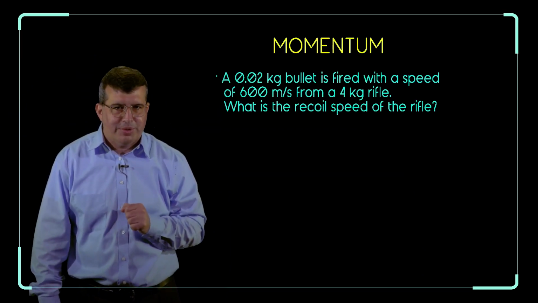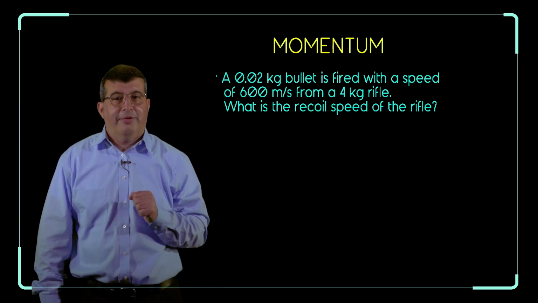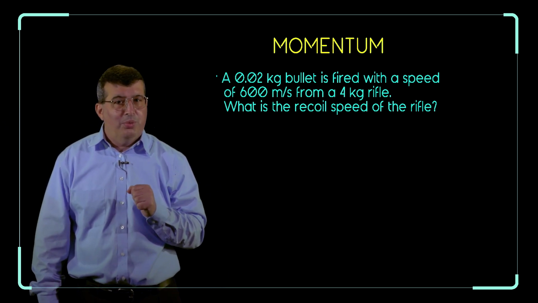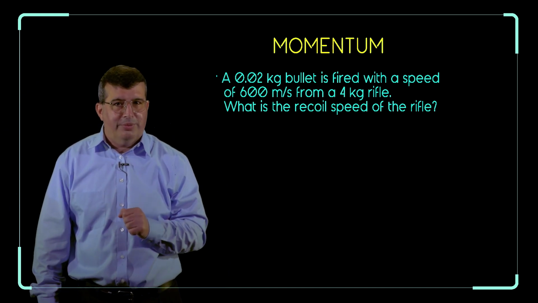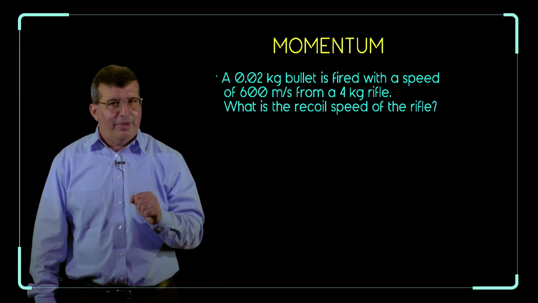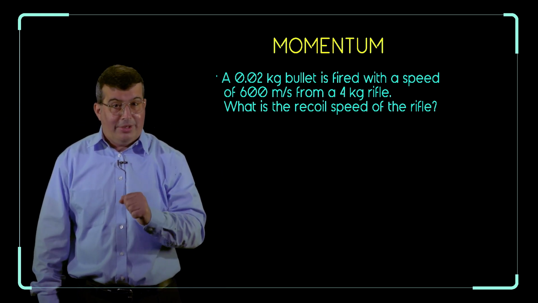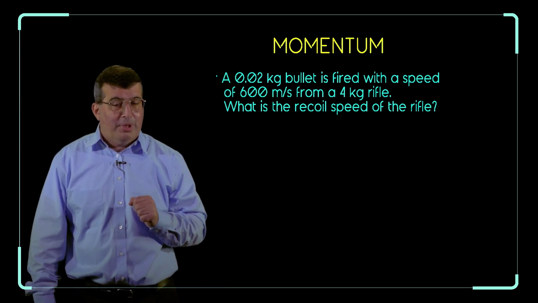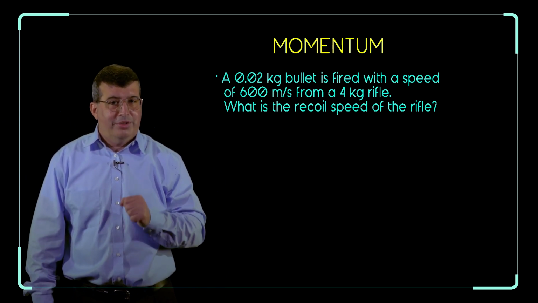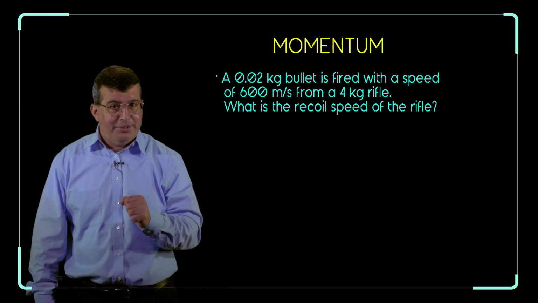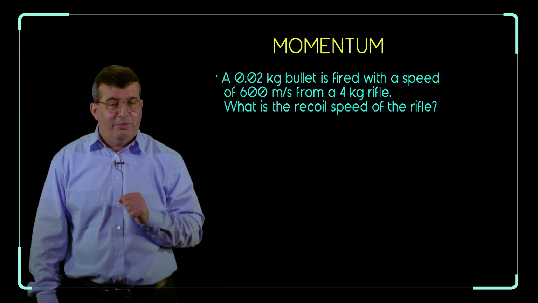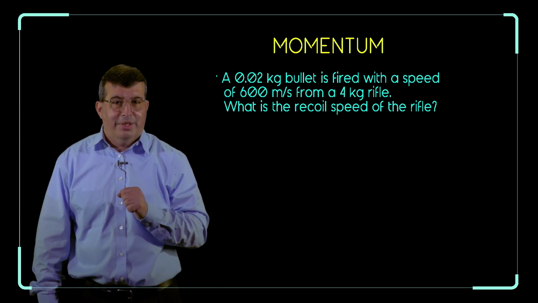Before we go, I have one more question to ask you, and that is, a 0.02 kilogram bullet is fired with a speed of 600 meters per second from a 4 kilogram rifle. And the question is simply, what is the recoil speed of the rifle? Okay, draw a diagram. Get everything that you're given into your diagram, into your model. Think of the principle to apply. The principle will give you an equation, and then you can work through the equation. Okay, pause, do that, and when you're ready for me to lead you through the exercise, unpause.